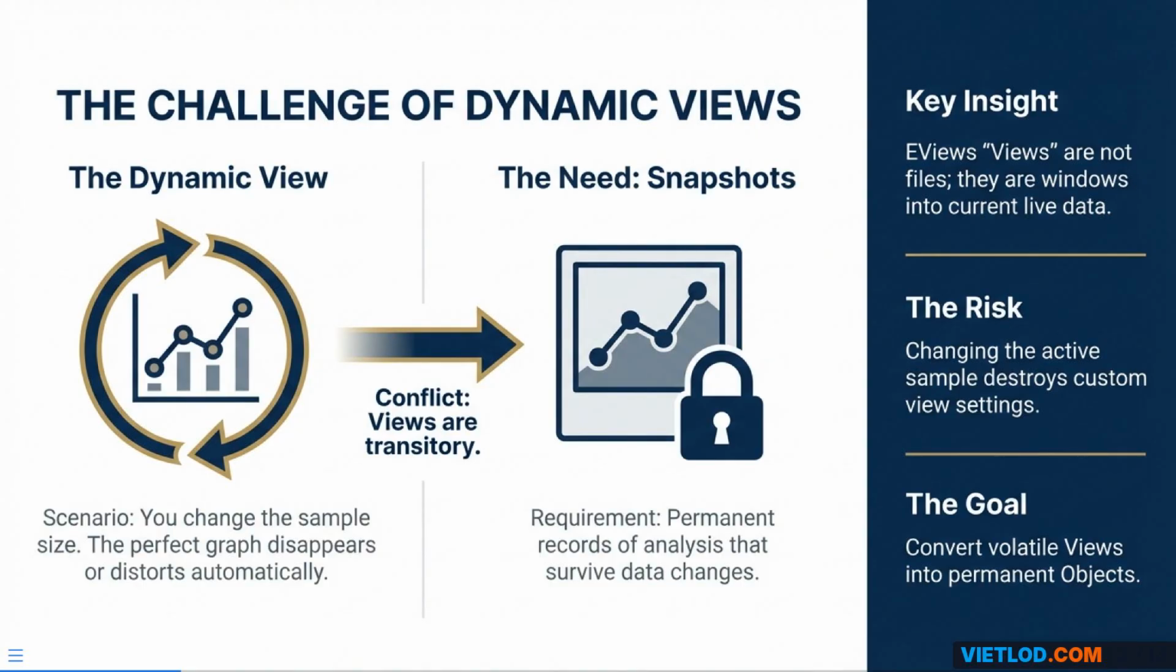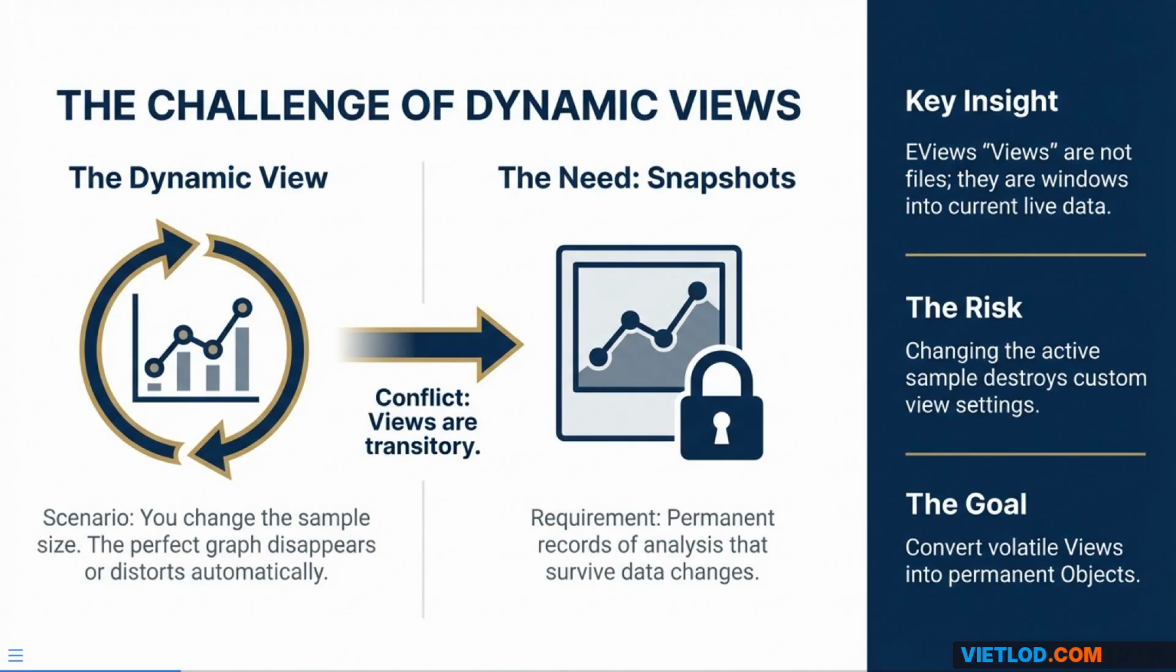This dynamism, while useful in some ways, becomes a significant problem. If you change the sample size or update the underlying data, any custom formatting you've painstakingly applied to a view is instantly lost. The graph might distort or disappear entirely, undoing all your work. Therefore, our primary goal, and the solution to this challenge, is to convert these volatile views into permanent, independent objects.